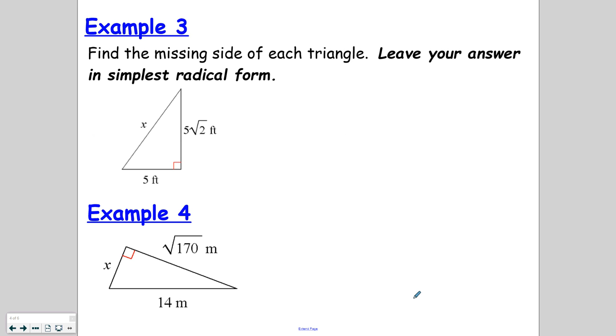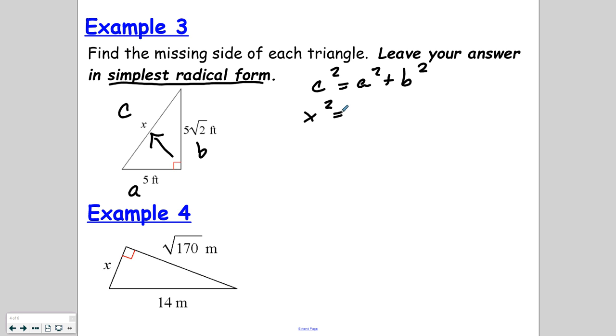Now, these problems are the same types of problems, just the focus here is on the simplest radical form. So we need to review how we simplify radicals. Okay, so we're going to start this like any other problem. Mark the hypotenuse first, then the legs. Write out the formula. Substitute what we know. So instead of c, I'm going to write x. Instead of a, I'm going to write 5. And then instead of b, we're going to write 5 root 2.